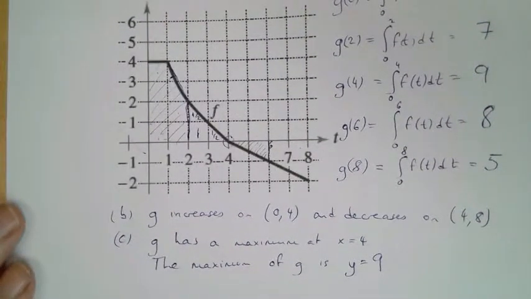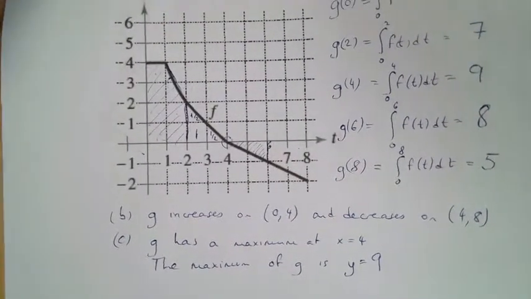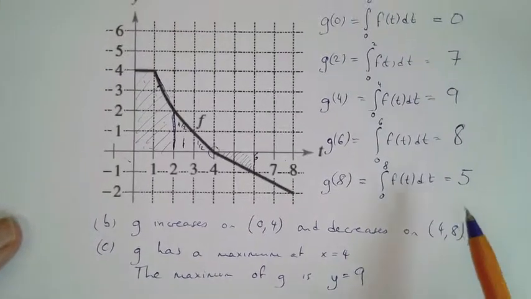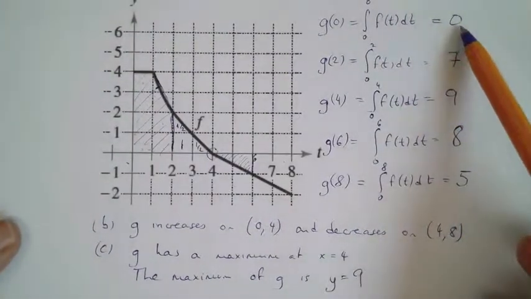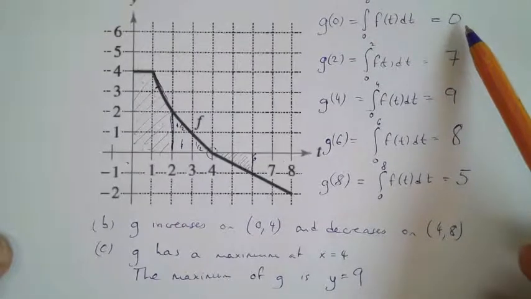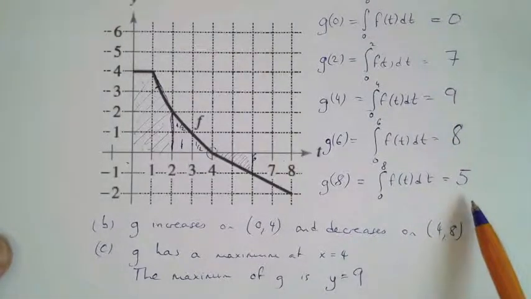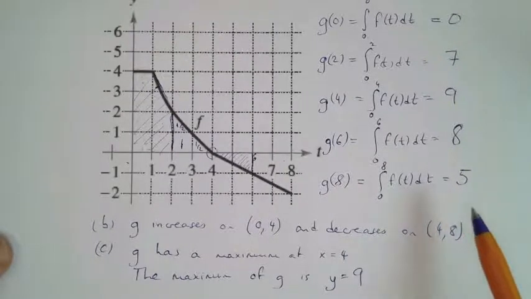Now we may also wonder about minimums. Well, we can look at all the values we have here, and it appears that the absolute minimum is y equals 0. And where does it happen? It happens at x equals 0. This one here is also a minimum. It's just a relative minimum, y equals 5 at x equals 8.